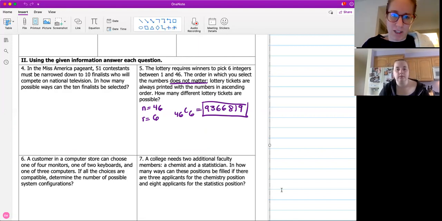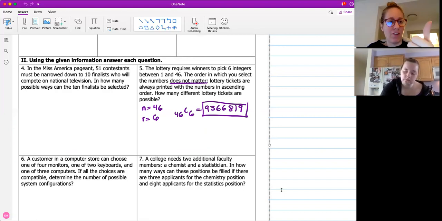I think n might be 47 though. Oh, because if you count 1 and you count 46, 47. Just be careful with those ones. They're trying to trick you, right? So if you can pick numbers 1 through 46 as your lottery numbers, you technically are allowed to pick 47 numbers. Like there's 47 numbers to pick from.